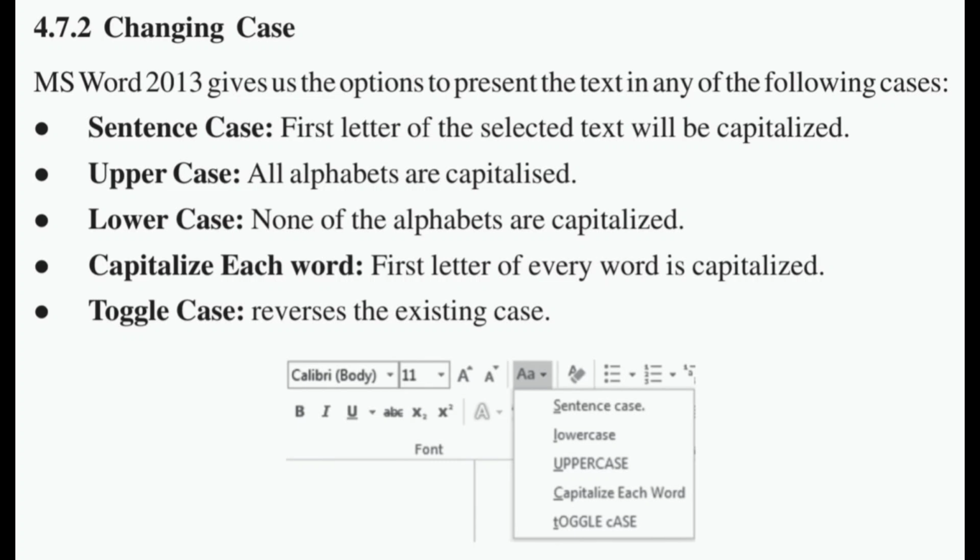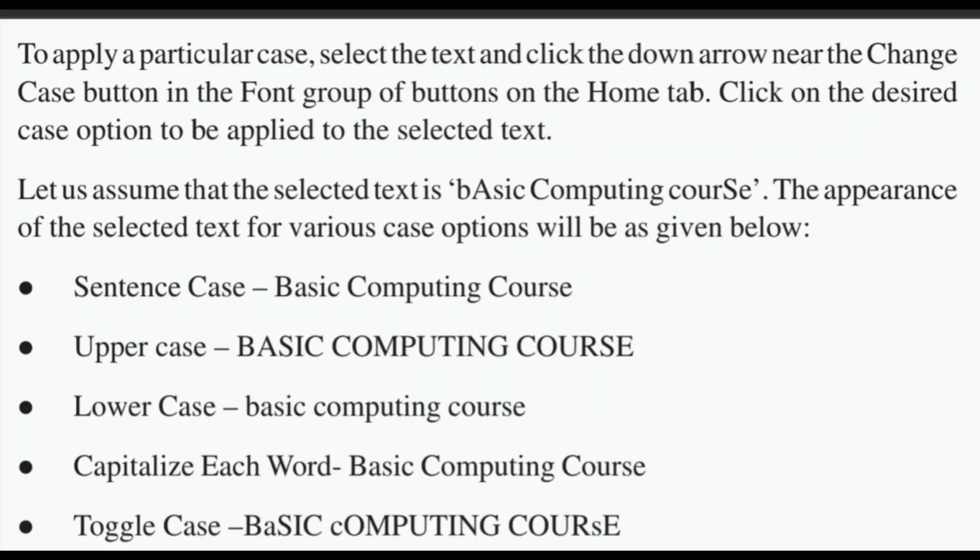Then Toggle case, which means whatever case was already used gets repeated. To apply a particular case, select the text and click the down arrow near the Change Case button in the Font group of buttons on the Home tab. Click on the desired case option to be applied to the selected text.